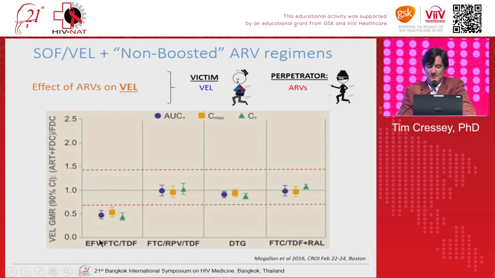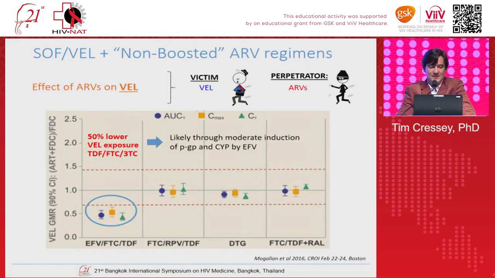If we look on this graph, maybe I'll just orientate you to it. Here you have it split by regimen. These are the VEL concentrations or VEL levels, and the middle line is 1. If you're below this line, the VEL concentrations or PK parameters are going down, and if you're above, the concentrations are going up. You can quickly see that when you give efavirenz with SOF-VEL, you're going to reduce the VEL concentrations: the exposure, the Cmax, the Cmin.